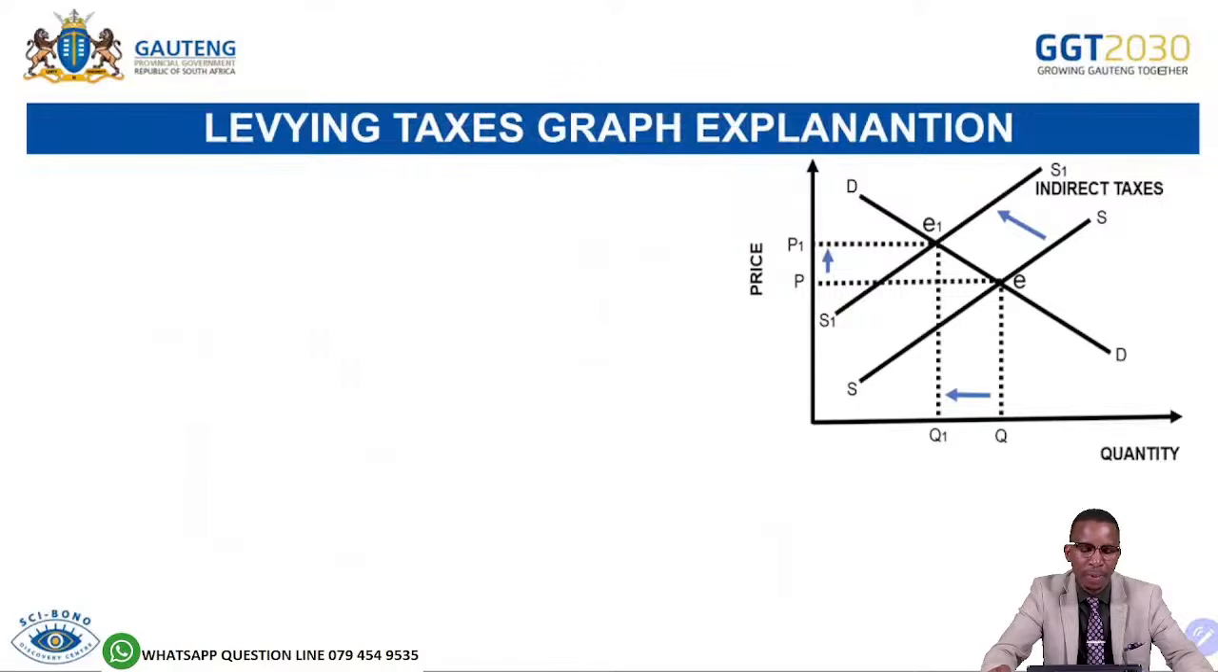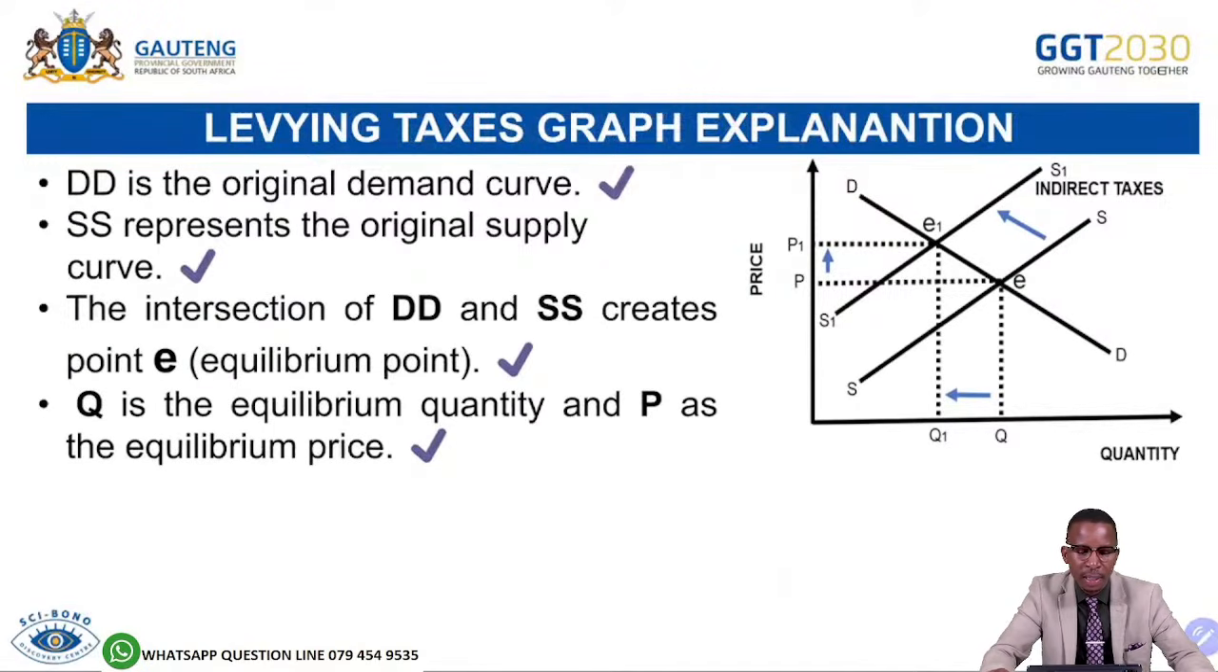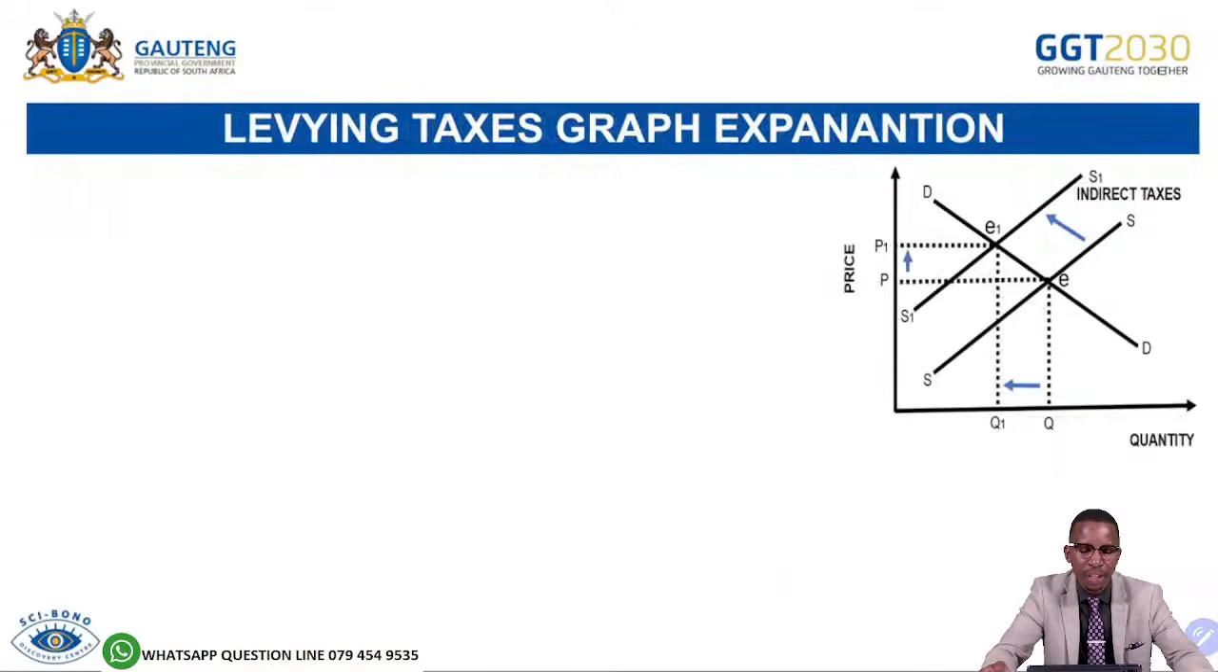And then let's check the explanation. Obviously, DD and SS are original. Then we have equilibrium where they meet. And then Q is equilibrium quantity with P being equilibrium price. And then we continue with the shift.